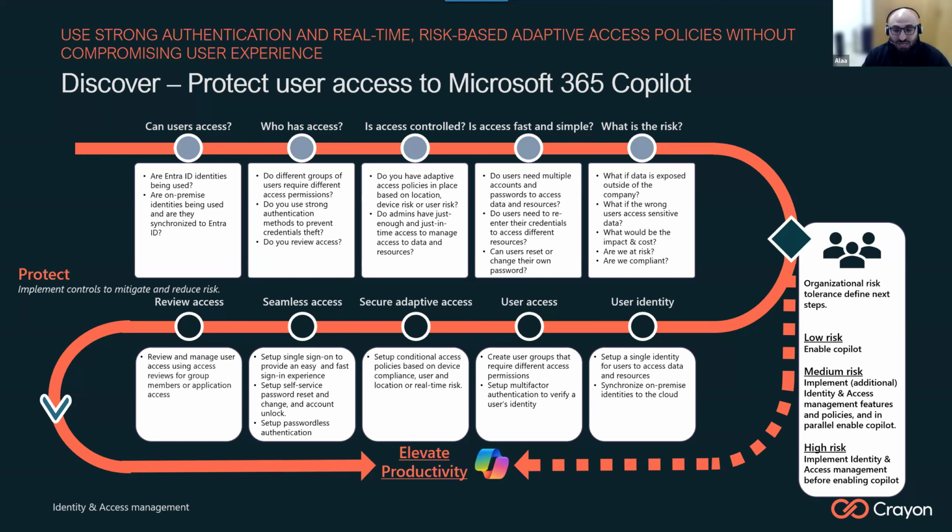Now, the third point is that we need to ensure that access is controlled. This involves managing access through policies and permissions. Do we have adaptive access policy based on location, device risk, or user risk? Are admins given just enough and just-in-time access to manage the data and resources efficiently?